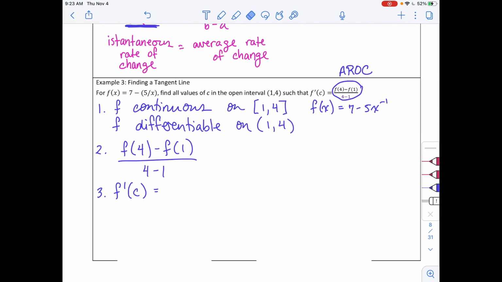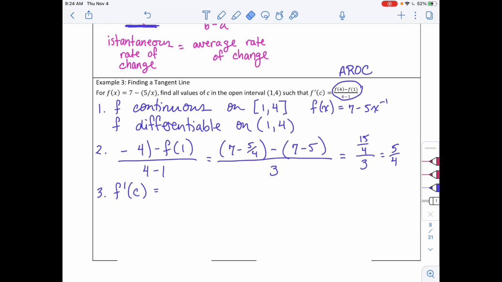So we've met that. Step 2 is now you're going to find the slope between the endpoints of the function. So go ahead and calculate f of 4 minus f of 1 over 4 minus 1. So go ahead, do that, pause the video, come back. All right, so this is what you should have gotten, 5 over 4. All right, so now what MVT tells us is that average rate of change, our slope, which we found to be 5 over 4, there will be some c value where the instantaneous rate of change is equal to our average rate of change.